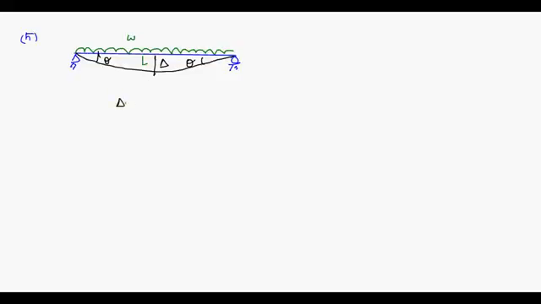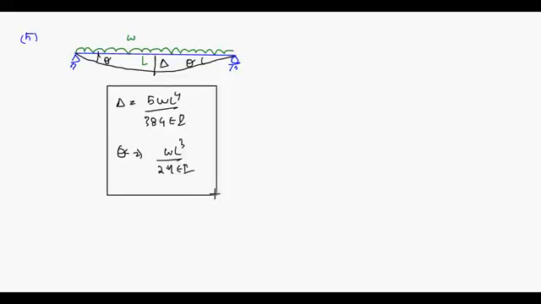Okay, so what is the value of delta here? Is it 5 W L to the power 4 upon 384 EI? It may look very difficult to remember this, but it is very easy. If you give 2-3 tests in your test series and you revise it 2-3 times, you will be able to remember it. And your rotation is W L cube upon 24 EI. Okay, these are standard cases. Later we will use superposition and we will solve big questions with these standard cases. Big help in your objective.